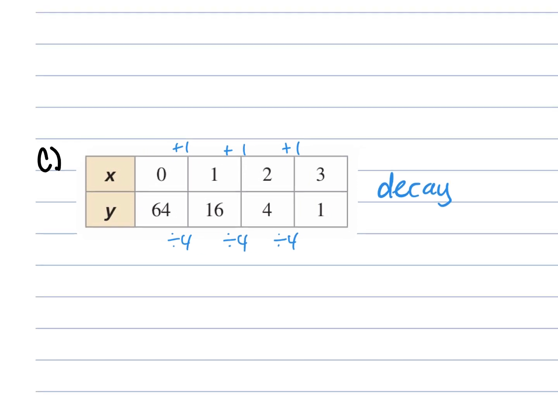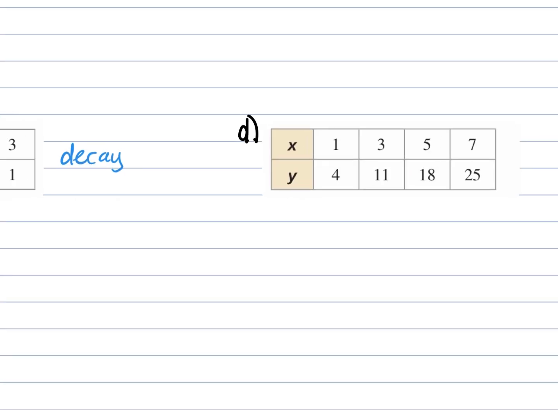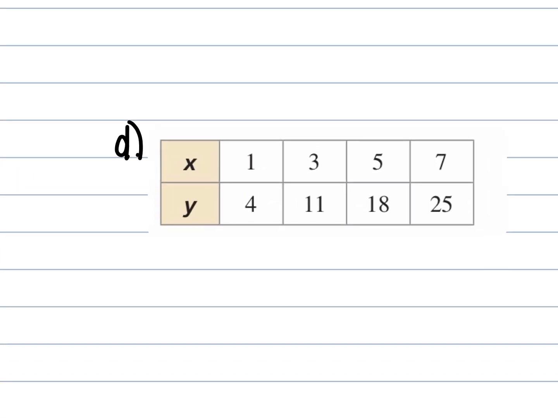Okay, now the last one tends to throw a few people off. Well, let's try to take it piece by piece. The x values, they're going up by 2, right? So plus 2, plus 2, plus 2. The y's, they're adding by 7. So it's growing, right? Is it exponentially growing now? What does exponential mean? Multiplying or dividing. So what kind of function is this? This one's linear. Very good.